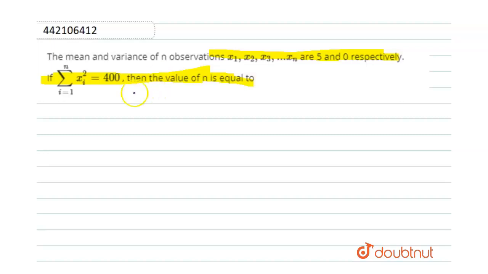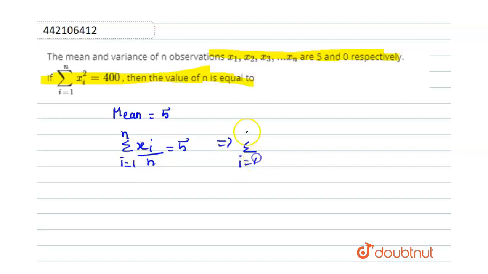So given mean is equal to 5. So that is mean, summation i equals 1 to n xi by n is equal to 5. So that implies summation i equals 1 to n xi is equal to 5n. Equation number 1. So again, variance is given. Variance is 0.